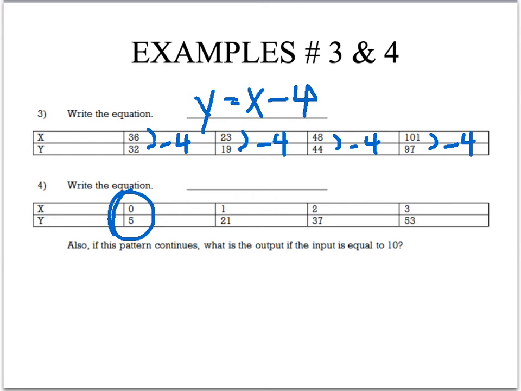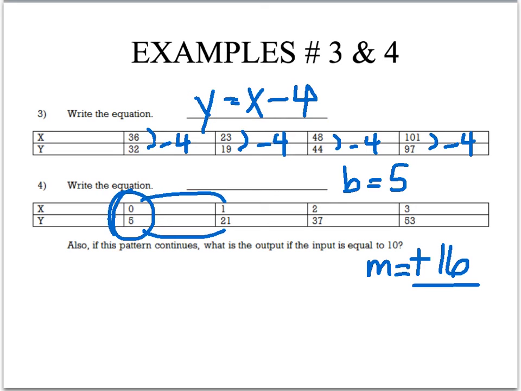It jumps out at me that at 0, the y is 5. So that must mean that the initial value is b equals 5. So what is the slope? Well, the change from 5 to 21 is a plus 16. And the change from 0 to 1 is a plus 1. So my slope must be m equals 16. So the equation is y equals m, which is 16, x, plus b, which is 5.